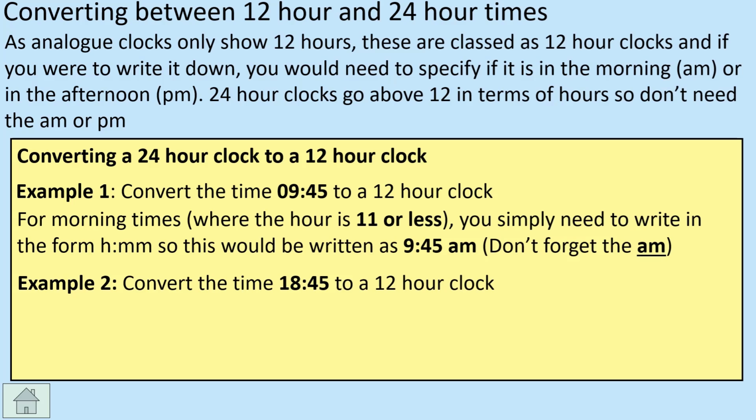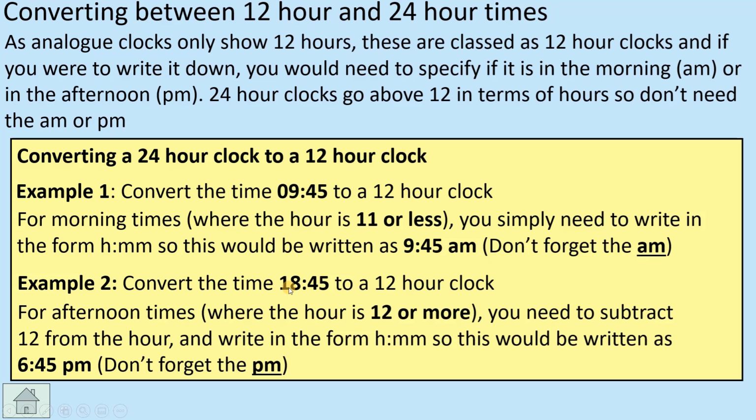All right, so yes, this one is 9:45 AM, and please don't forget the AM if you've dropped the 0. All right, so 18:45 to a 12-hour clock. Well, in this case, previously we were adding 12, so in this case we're going to remove the 12. We're going to take 12 off the 18, which is going to leave us at 6:45. But we're in the afternoon, so it's going to be 6:45 PM. All right, so where the hour is 12 or more, you need to subtract 12 from it.